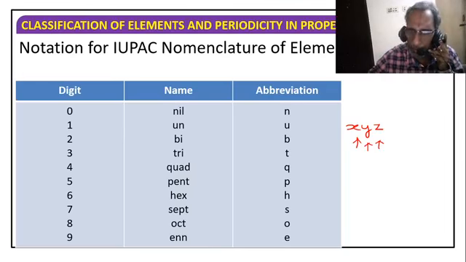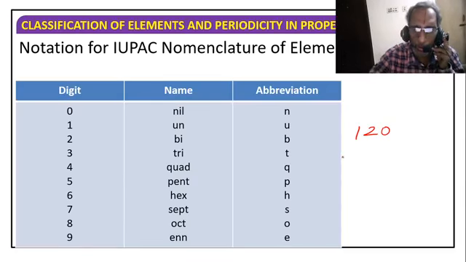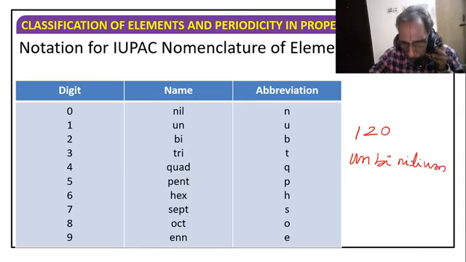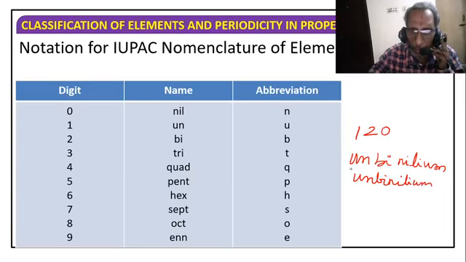For example, if the element has atomic number 120, the IUPAC name of the element with atomic number 120 is: 1 is un, 2 is bi, 0 is nil, so unbinilium. Collectively you can write unbinilium. The first letters give the symbol, which is Ubn. This way you have to write.